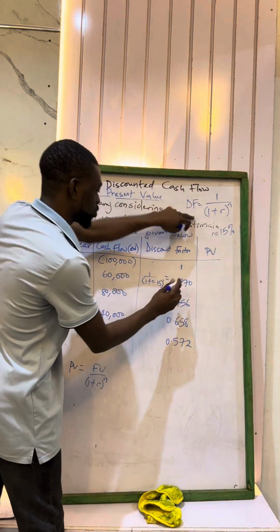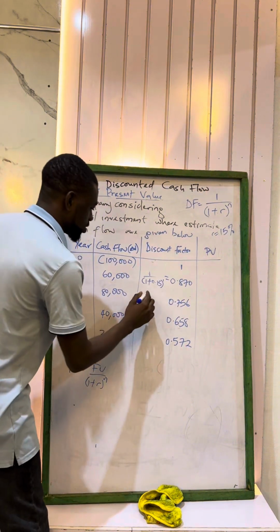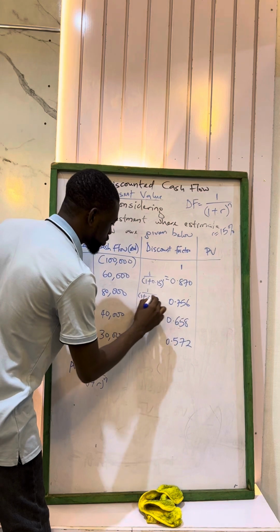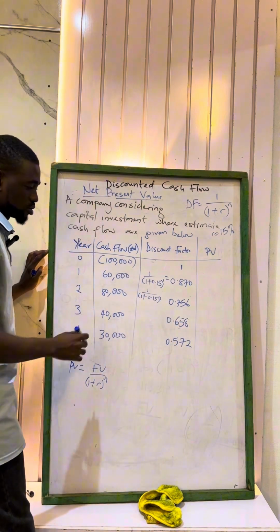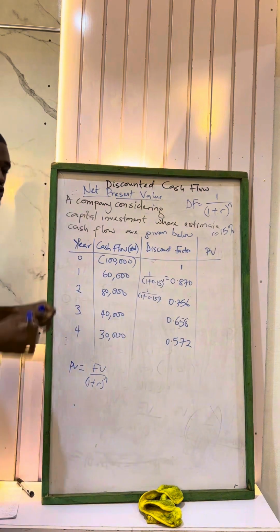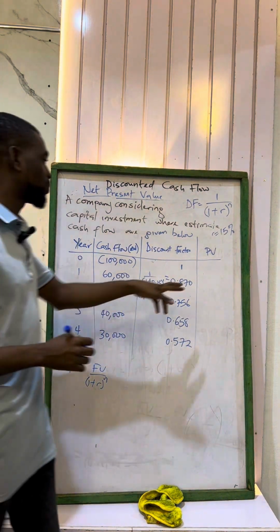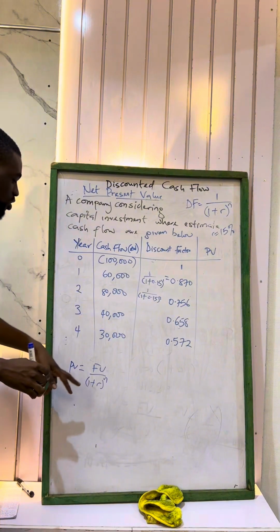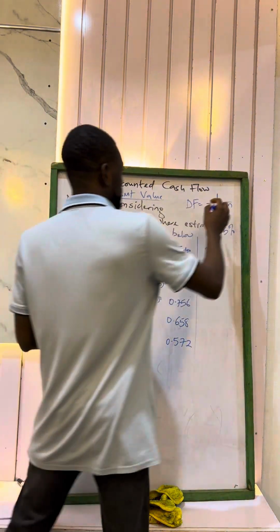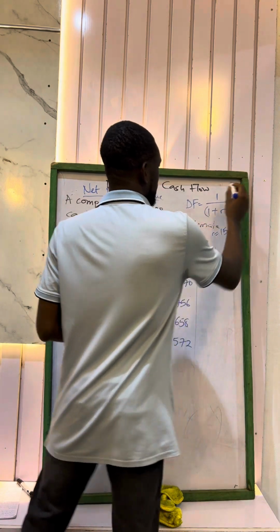So this is going to give me this. For this, it is 1 over 1 plus 0.15 raised to the power of 2, and so on like that. This is going to be this raised to power 3, and this raised to power 4. That's my discount factor. So what's the present value? The present value is going to be the future value times this, which is already 1 over here, so it's more like this times your future value.